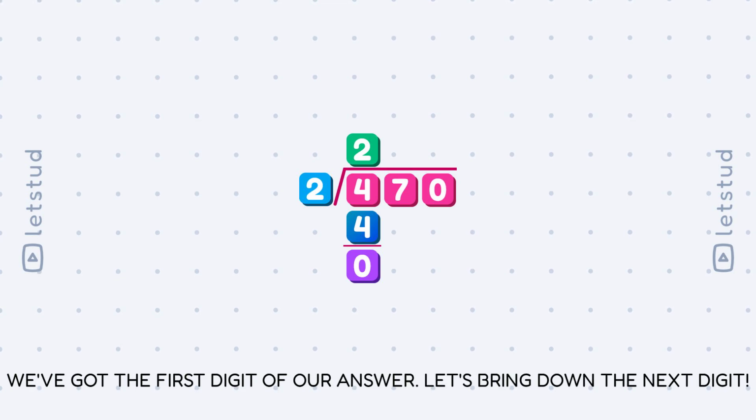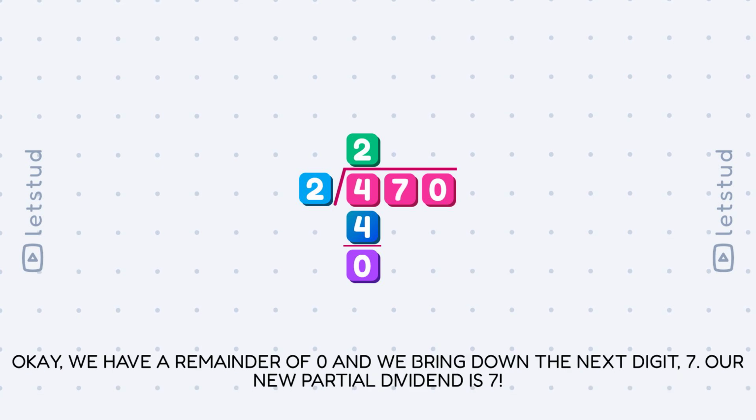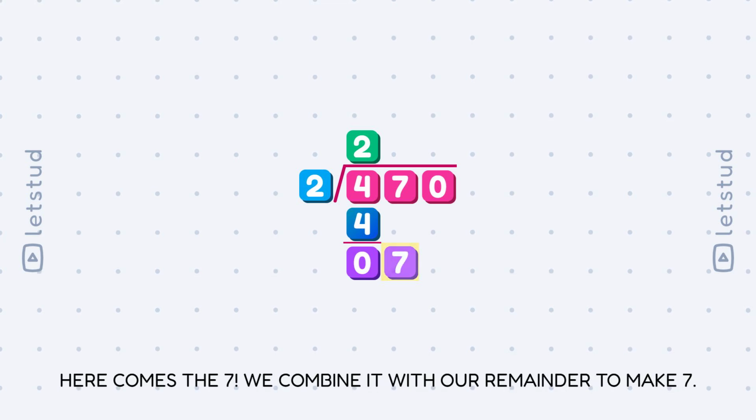Let's bring down the next digit. Okay, we have a remainder of 0 and we bring down the next digit 7. Our new partial dividend is 7. Here comes the 7. We combine it with our remainder to make 7.